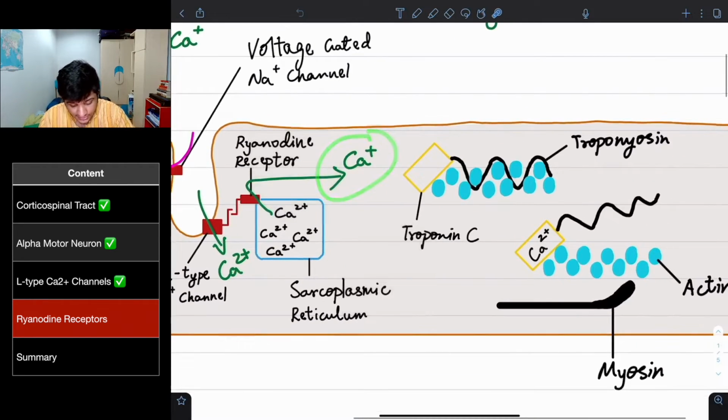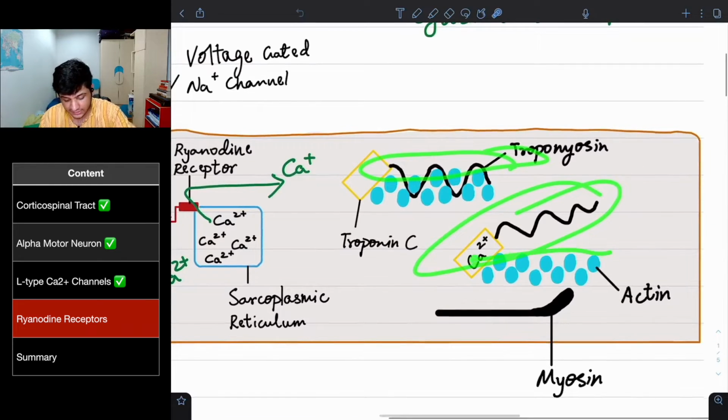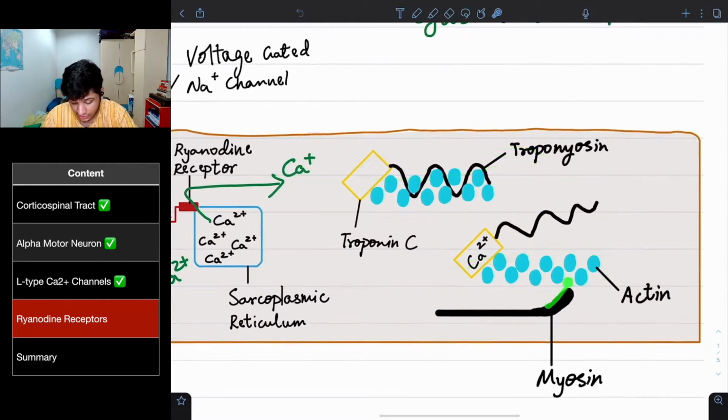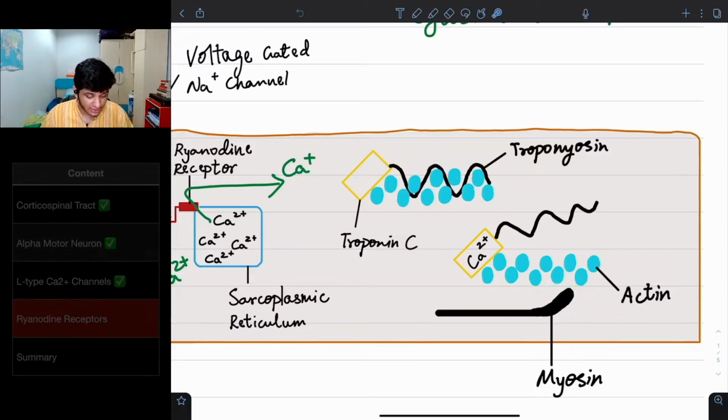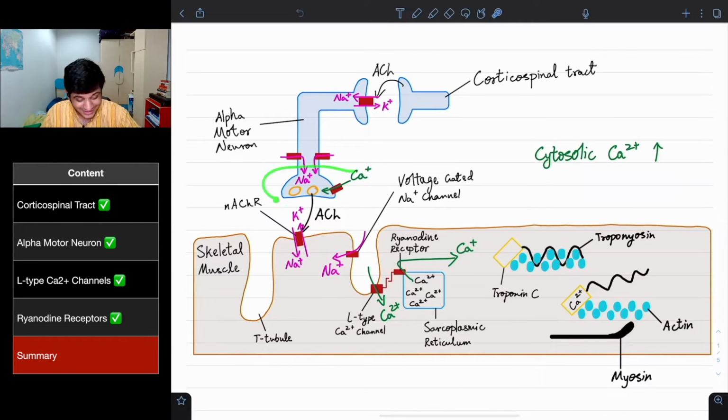And these calcium ions, which are released, bind to troponin C, moving the tropomyosin away from the actin, allowing myosin to bind to the actin to cause muscle contraction. So that's why all of this is needed for muscle contraction.